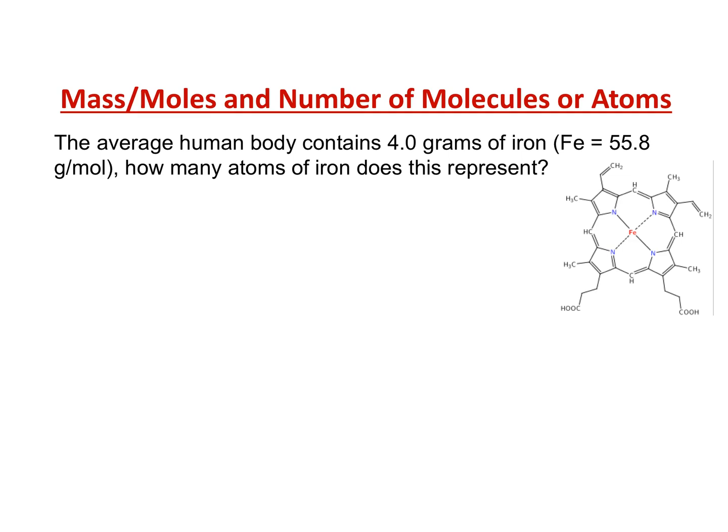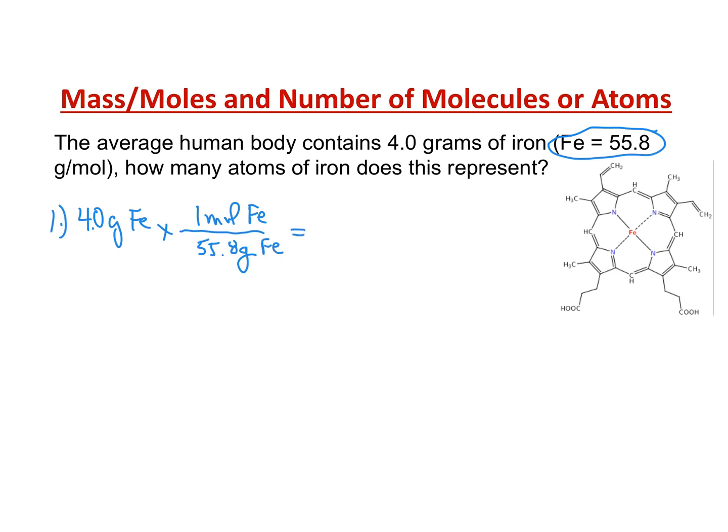So here's a calculation for you guys to try. The average human body contains 4 grams of iron, where the atomic weight of iron is 55.8 grams per mole. How many atoms of iron does this represent? So there's going to be 2 steps to this calculation. The first step, I know I have 4 grams of iron. And I know that 1 mole of iron weighs 55.8 grams. My first conversion factor, I'm using the atomic weight of iron.